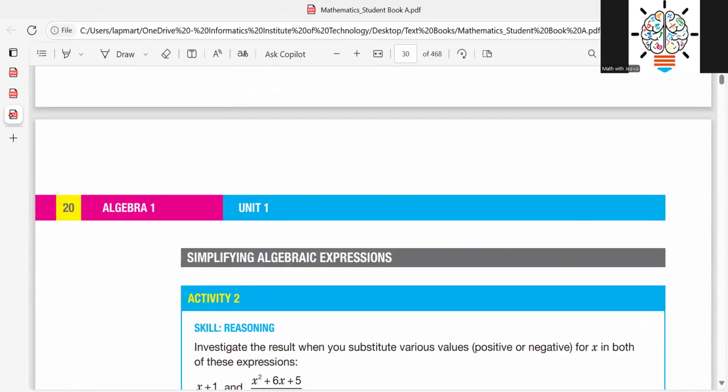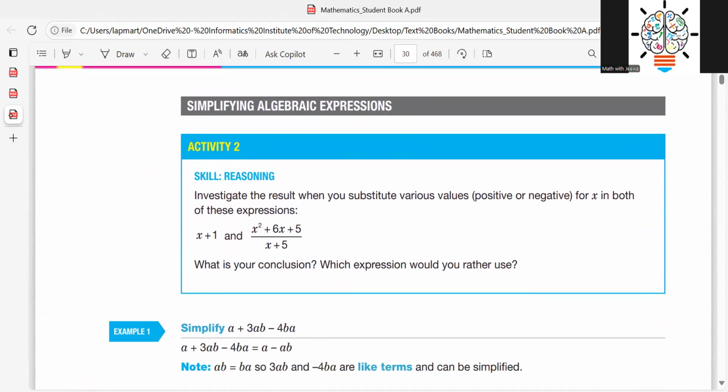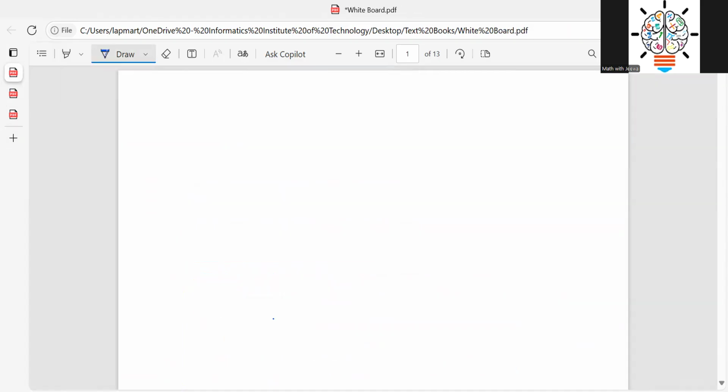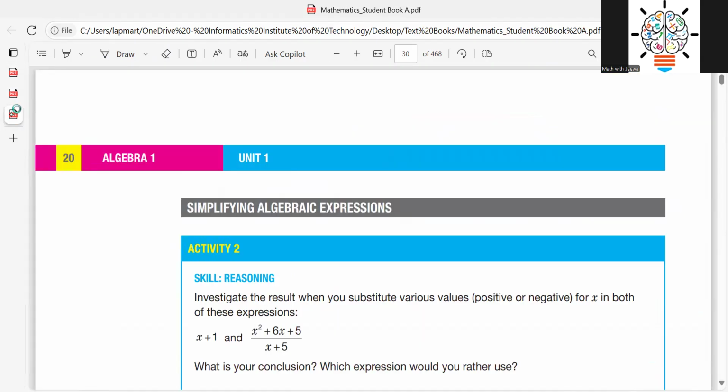Then you can write down the subtopic, simplifying algebraic expressions. Before that, I will move to the whiteboard and show you something. Now, if you have an algebraic expression or algebraic term, we have two types. Algebraic terms we have here, they have explained the algebraic expressions now.